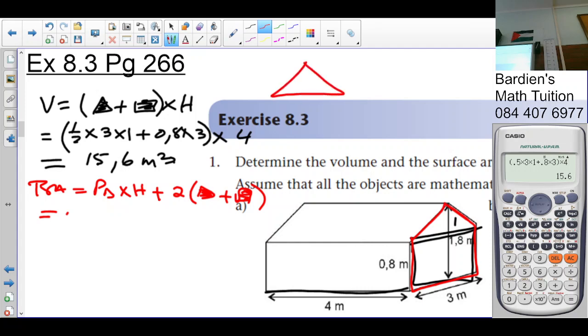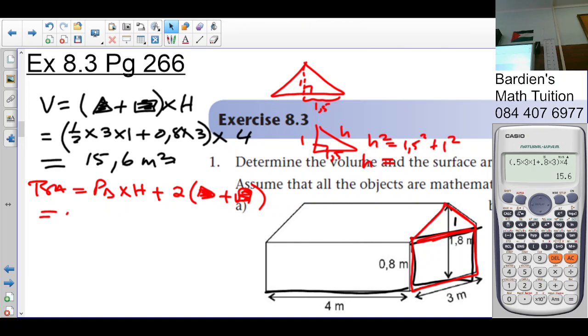So I'm going to redraw that triangle here. We have a perpendicular height of 1. What is this length here? 3, so from there to there is 1.5. So we have a right angle triangle, with 1.5, and I can calculate the slanted height, or the hypotenuse of the triangle. Not so? So hypotenuse squared is equal to 1.5 squared plus 1 squared. So the hypotenuse works out to be the square root of 1.5 squared plus 1 squared. That gives you root 13 over 2. So that's going to be root 13 over 2.